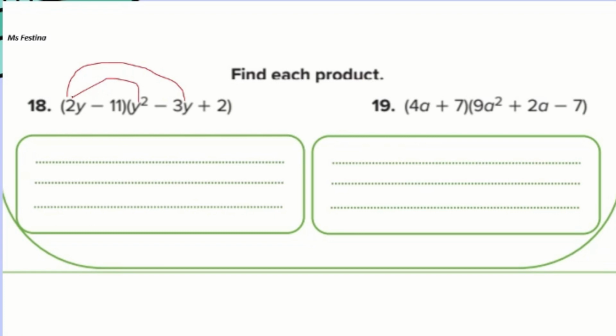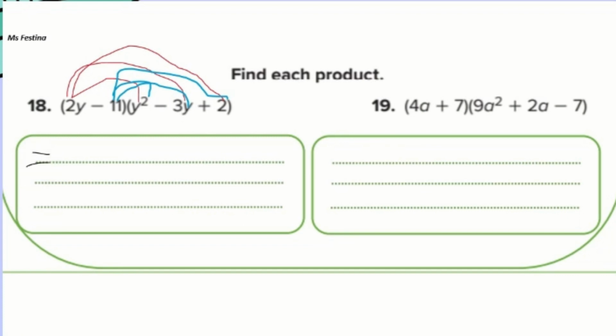So I will multiply 2y by everything in the second bracket, and then from there I will do the same thing to negative 11 by multiplying it with everything that's inside the second bracket. Okay, so you need to remember that. So let's solve this.